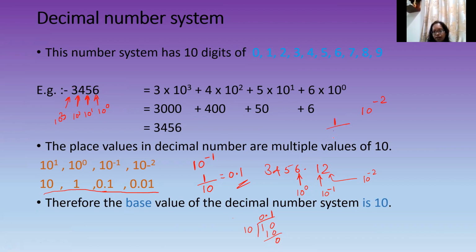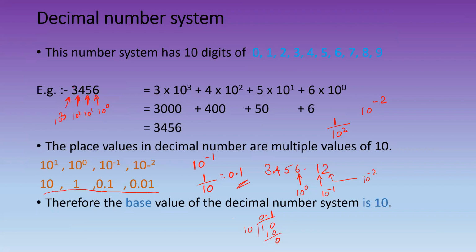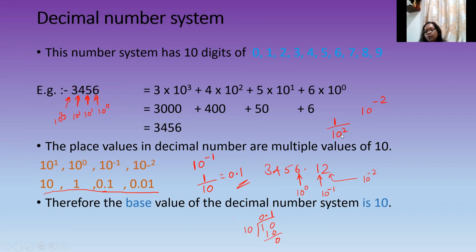1 over 10 to the power 2, right? In order to drop this minus point here, you have to take it to the denominator here, right? It has a denominator, so that is 10 to the power 2. 1 over 10 to the power 2 is how much?